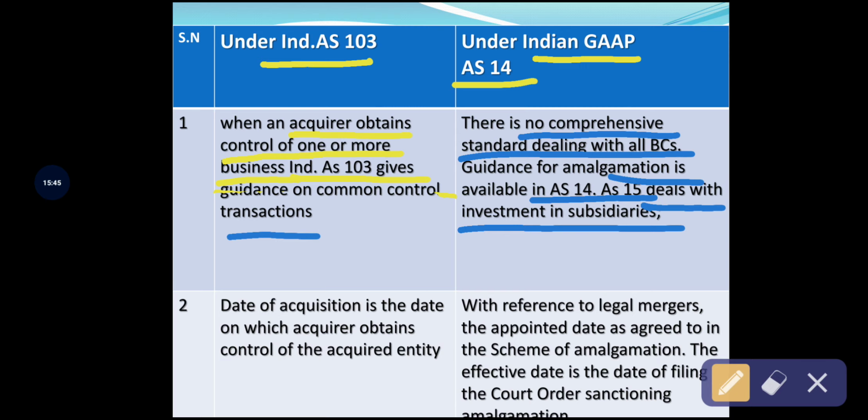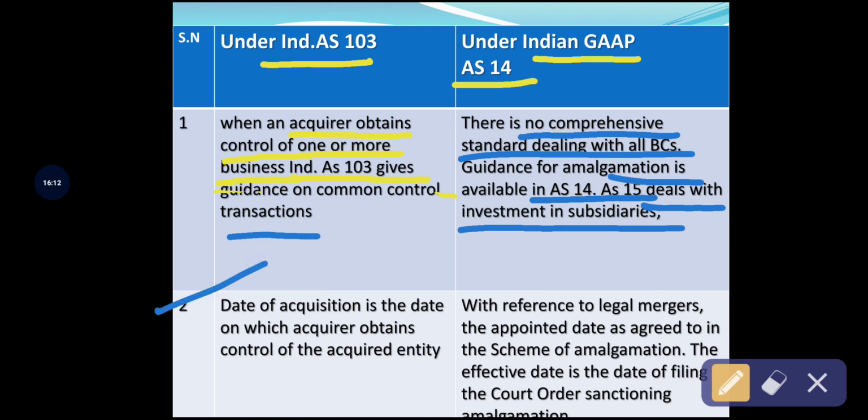and 15. But according to Indian Accounting Standard 103, when one company obtains control of another company, Indian Accounting Standard 103 is wholly responsible for giving the principles or guidelines for recognizing and measuring the business transactions as per 103.